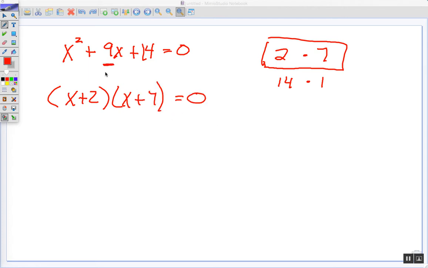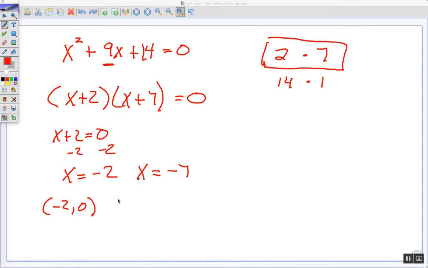Now, if the question just asks you to express this quadratic in factored form, you're done. But if you needed to identify its x-intercepts, you need to take it one step further. What value of x could I plug in here to make this equivalent to 0? x plus 2 equals 0, subtract 2, x equals negative 2, and x equals negative 7. Go ahead and write these as ordered pairs. This means the graph will cross the x-axis at negative 2 and negative 7.